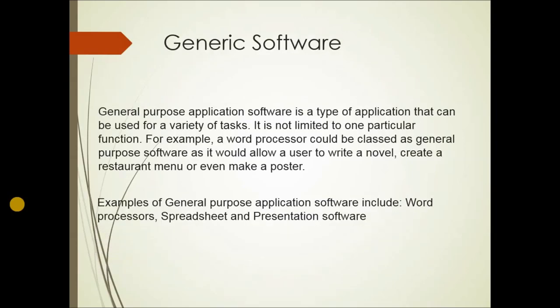And generic software, you can say, as general purpose application software, is a type of application software that can be used for a variety of tasks. It is not limited to one particular function. For example, a word processor could be classed as general purpose software, as it would allow a user to write a novel, create a restaurant menu, or even make a poster. So examples of general purpose application software include word processor, spreadsheet, and presentation software.